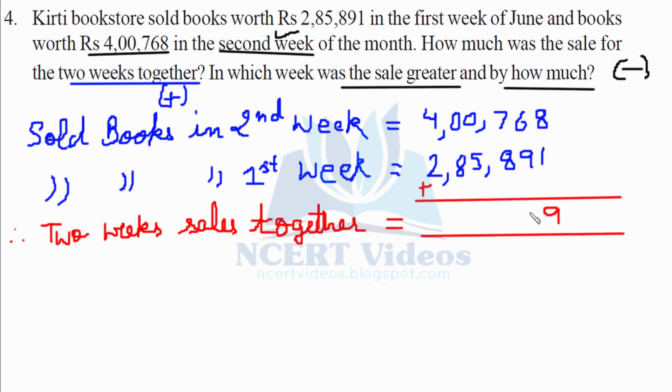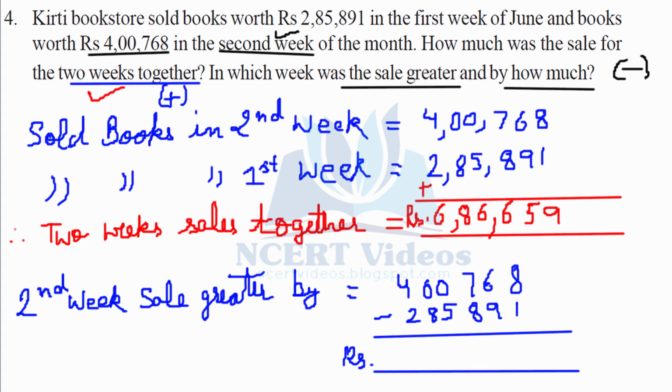Therefore, 8 plus 1 gives 9. And 9 plus 6 gives you 15. That would be 8 to the 16. 5, 1, 6. 8 as it is. And 4 plus 2 would give you 6. Therefore, total of 6,86,659 rupees. In the second week, sale was greater, and by how much?